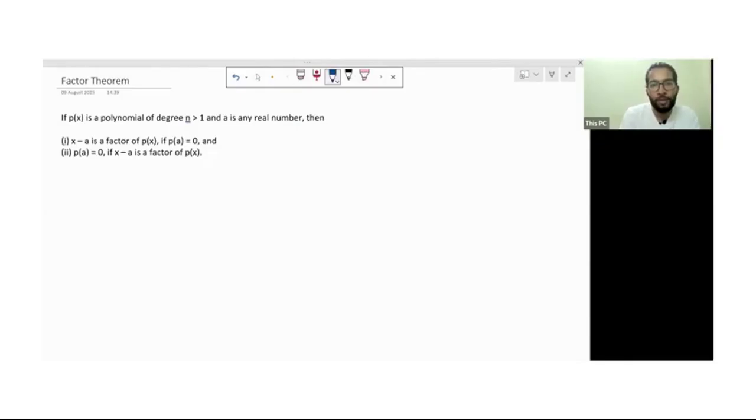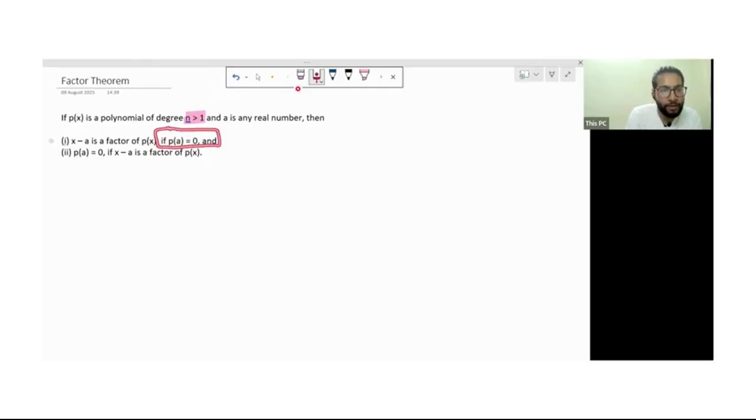So factor theorem says that if p(x) is any polynomial of degree n greater than 1, then we have these two conditions, 1 and 2. If p(x) is any polynomial of degree n greater than 1 and a is any real number, it may be an integer, positive or negative, it may depend. Then x minus a is a factor of p(x) if p(a) is equal to 0.